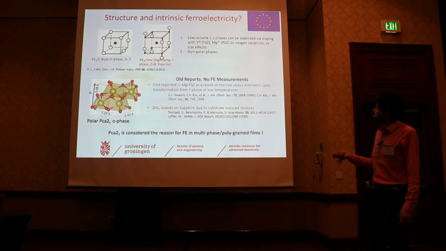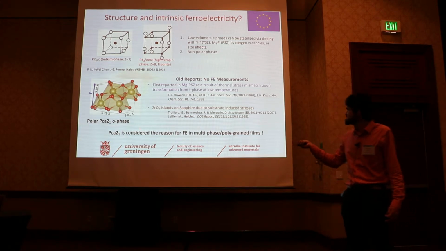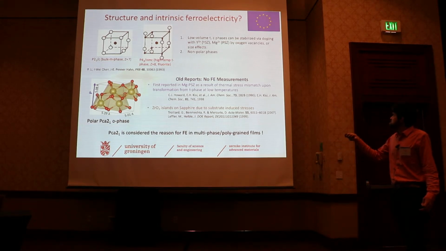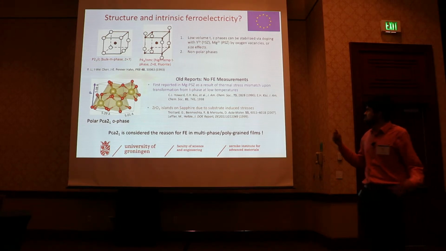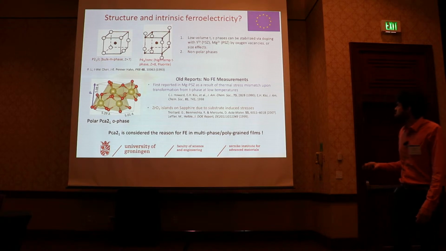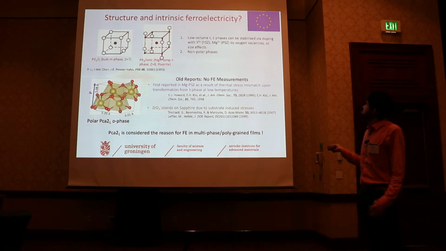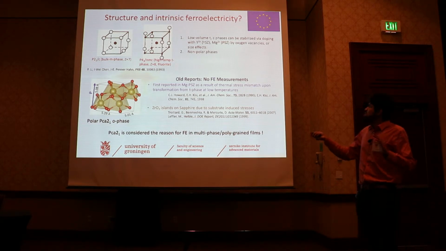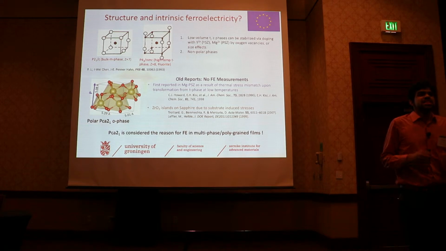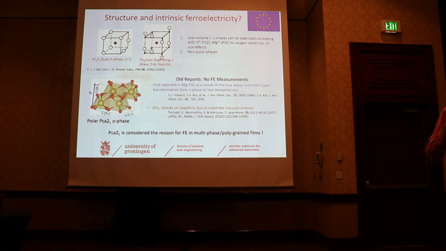So the polar phase is in fact the Pca21 orthorhombic phase, and this was reported in magnesia partially stabilized zirconia and also in nanoscopic zirconia islands, much before the studies of ferroelectricity. And this is in fact considered the main reason for ferroelectricity in all these films that I showed you before, that were grown using techniques that create multi-grain polyphase films.